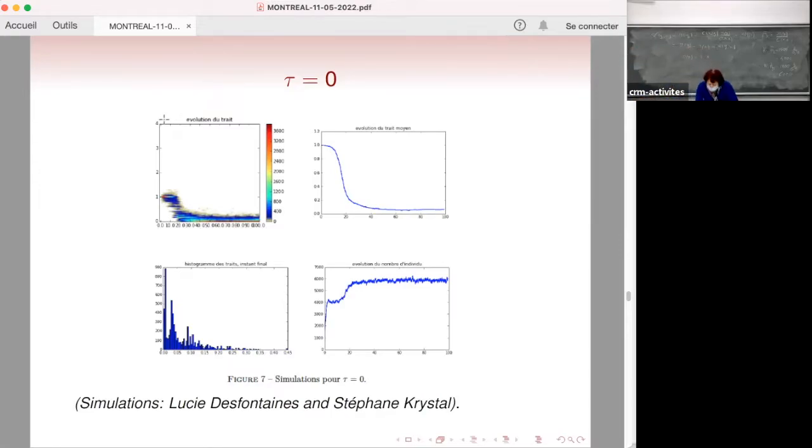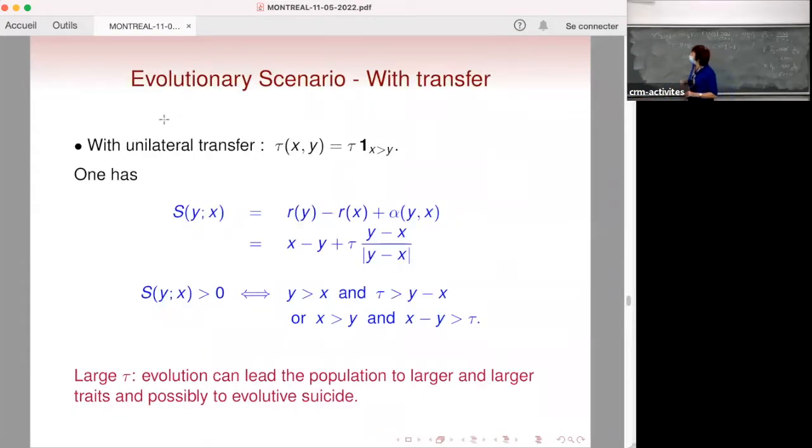Okay, so now we add transfer, and we will take a unilateral transfer. That means that we will transfer from y to x if x is larger than y. So there is a real trade-off between the growth rate, which will advantage small traits, and the transfer, which will advantage the large traits. Okay. And so the fitness now is this expression: x minus y plus the tau, so we will play with this parameter tau, times the sign of y minus x.